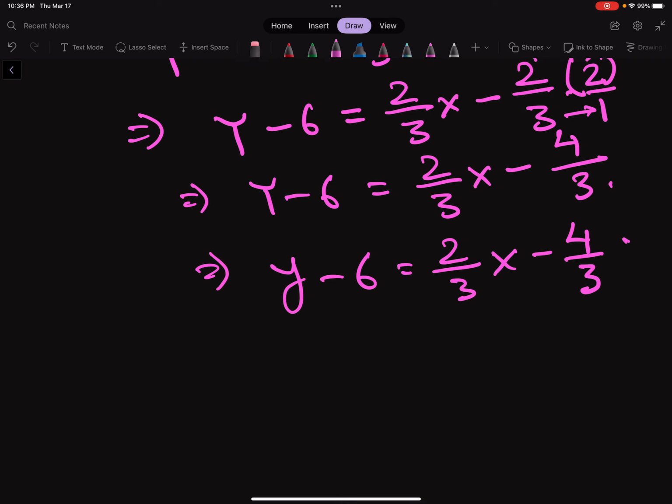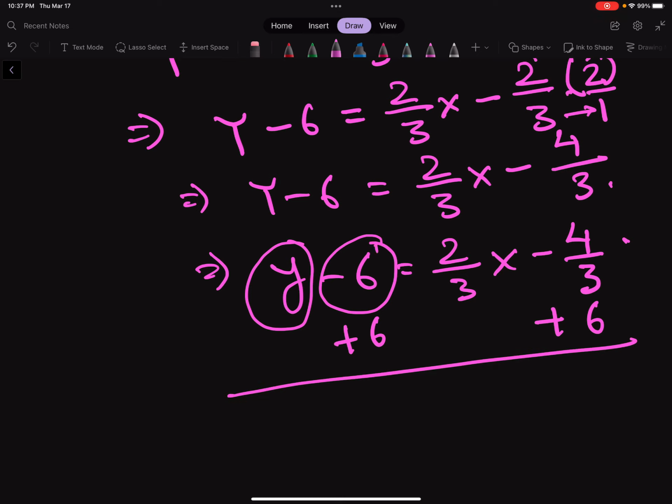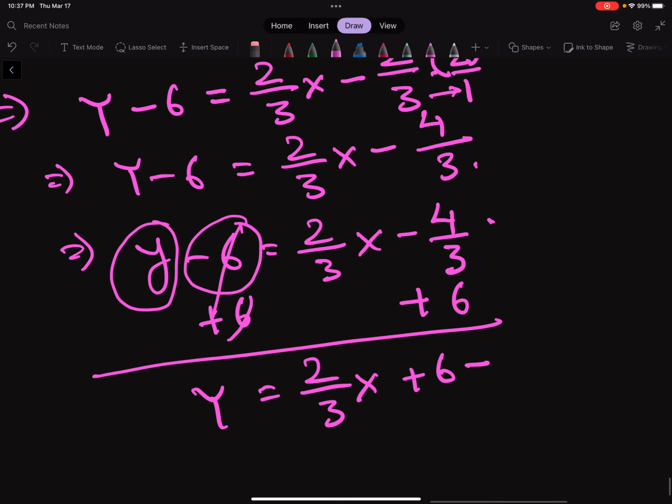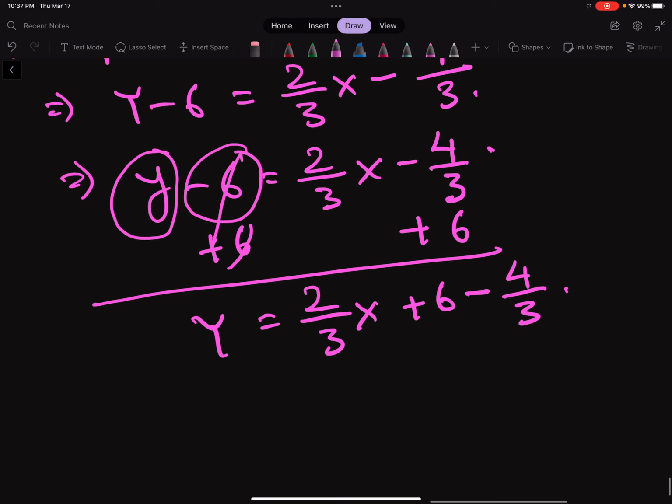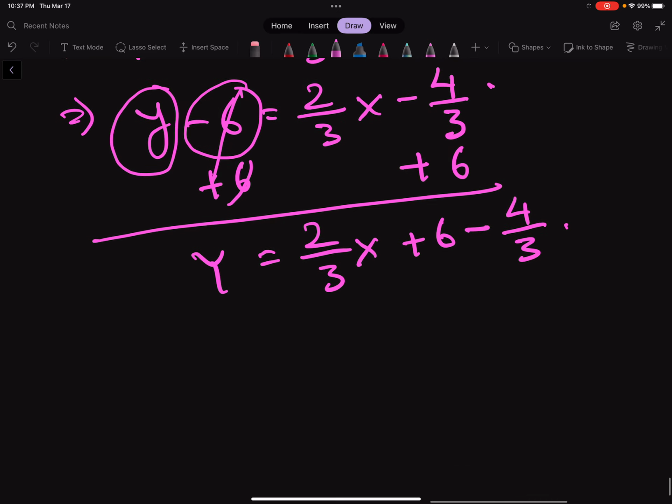Now, what do we need to do? We need to isolate only y. So get this negative 6 out. We add 6 to both sides. So you see the same thing is happening now. I'm writing 6 first, since it's positive, it looks nice. There is no problem in that. Or you could do negative 4 over 3 first too.